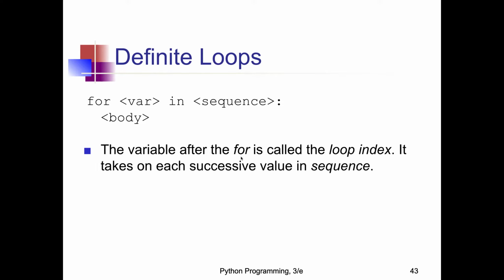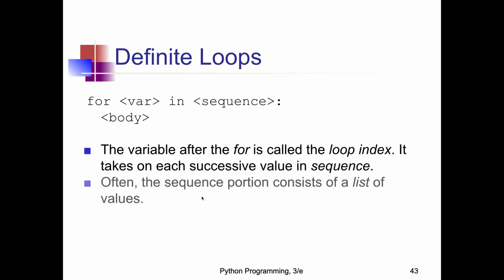So the variable after the for is called the loop index. It takes on each successive value in the sequence. This is a name, an identifier, so we can use anything we want. A lot of times we use i for index.